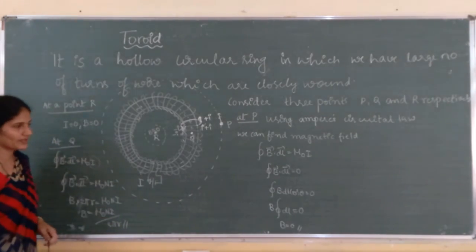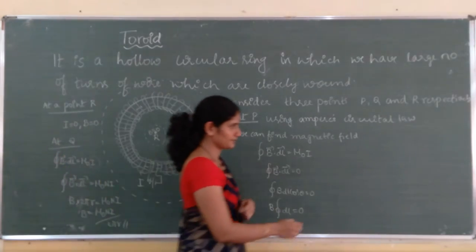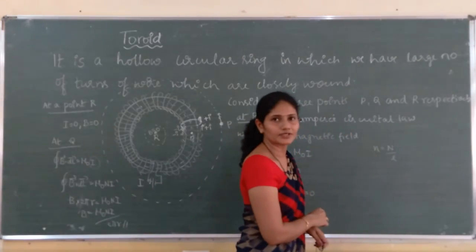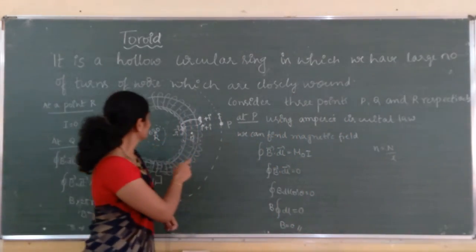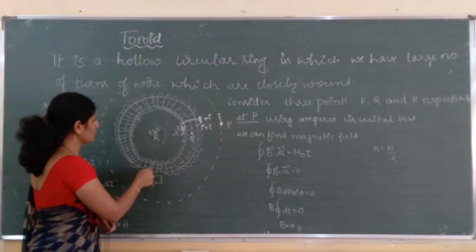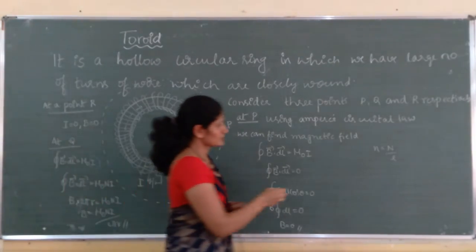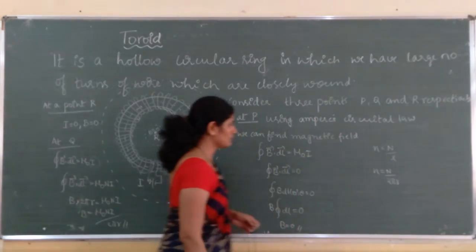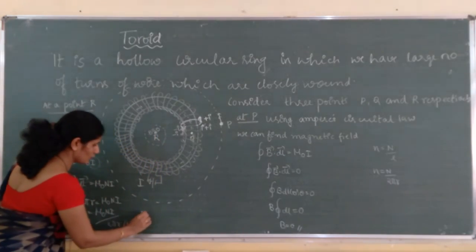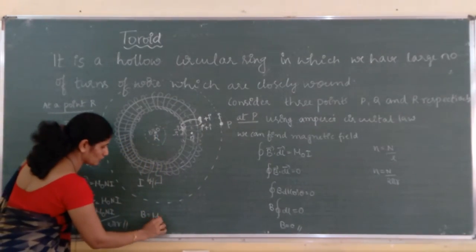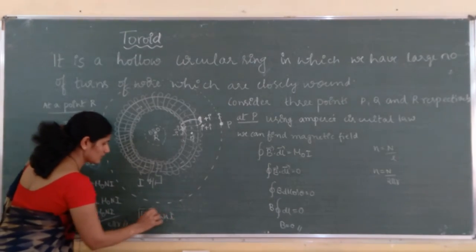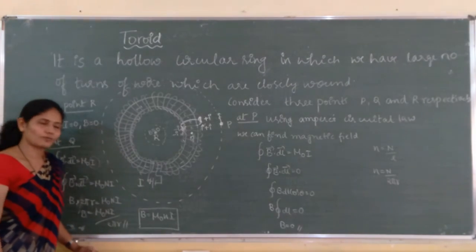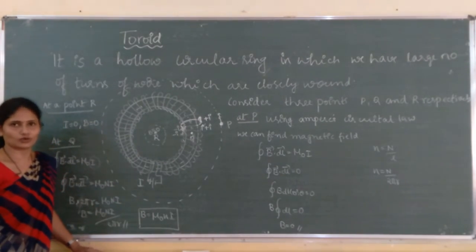So, what is this N by 2 pi r? We know that n is the number of turns per unit length. Here, instead of L, we have the circle. So, n is equal to N divided by 2 pi r, so N by 2 pi r is nothing but n. Therefore, the magnetic field inside the toroid B is equal to mu naught n into I. So, the expression for magnetic field inside the solenoid is equal to the expression for magnetic field inside the toroid.